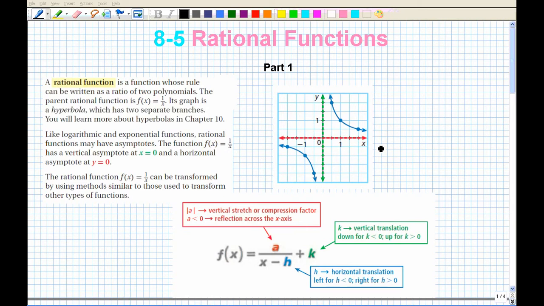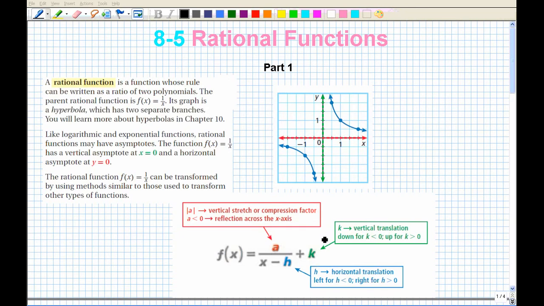The rational function f of x equals 1 over x can be transformed by using methods similar to those used to transform other types of functions. So we will be doing transformations on these as well. So you can see here, this is the transformation form for rational functions. A would be how much you're stretching or compressing. In other words, what you're multiplying the y values by. And just like before, we have this set up as x minus h, so that way it always looks the opposite of what it's doing as far as the x values. It's going left or right. So if we saw x plus 3, that would mean we're actually moving to the left 3. If we saw x minus 3, that means we're going to the right 3. And then this plus k at the end, that's for the y values, and that's moving it up or down.